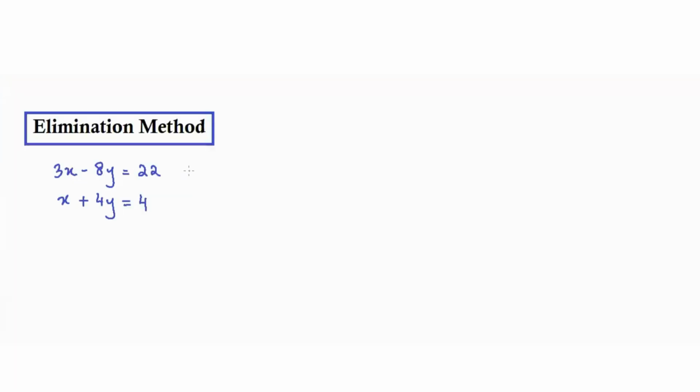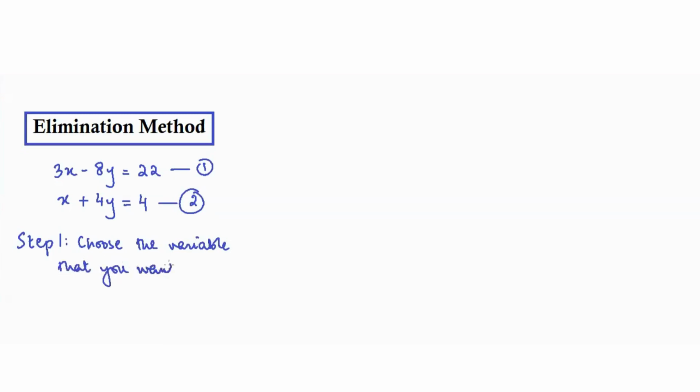So for the elimination method, we're going to use the same set of equations. Our first equation is 3x minus 8y equals 22. And second is x plus 4y equals 4. As the name itself says, we're going to eliminate a variable. So step 1 is to choose the variable that you want to eliminate. So I'm going to pick variable y in this case.